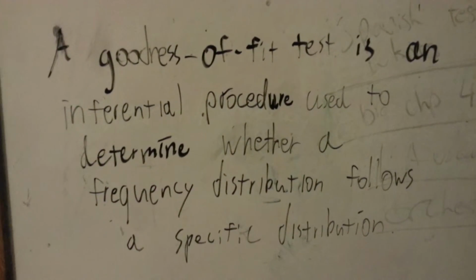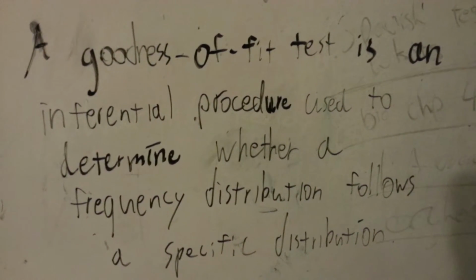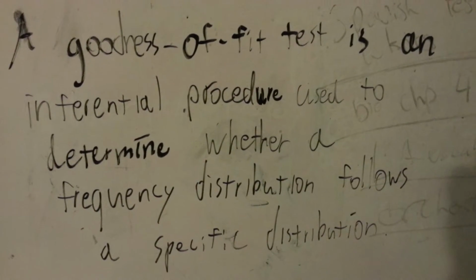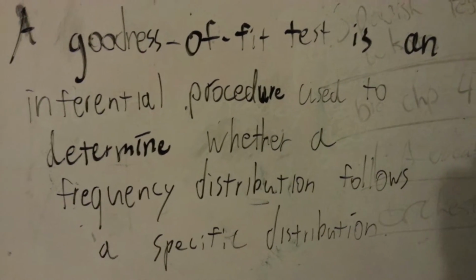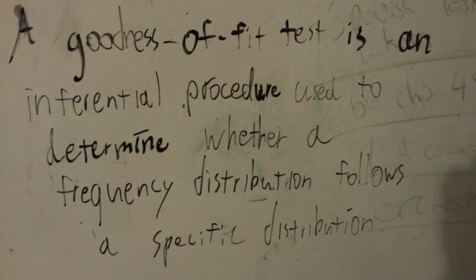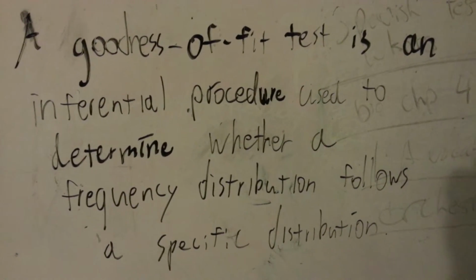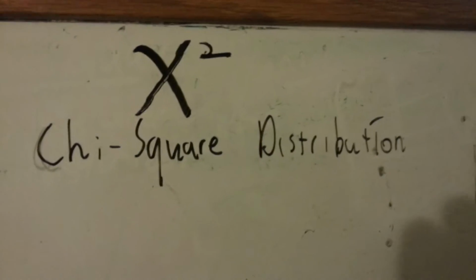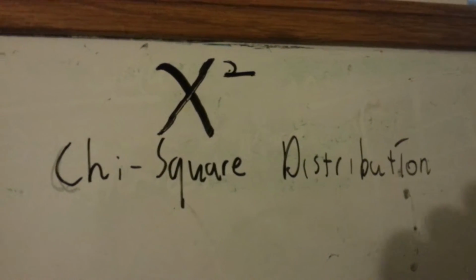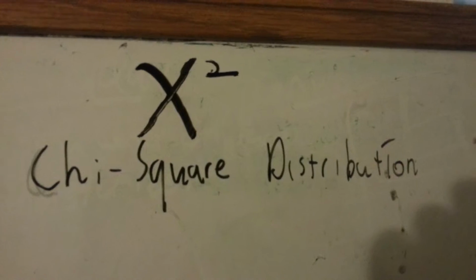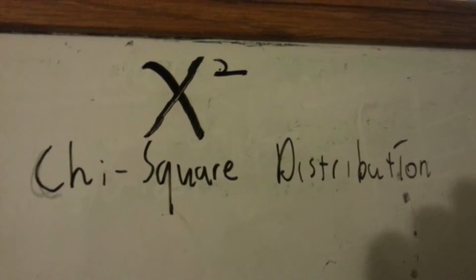Today I want to teach you how to perform a goodness of fit test, which is an inferential procedure used to determine whether a frequency distribution follows a specific distribution. For the goodness of fit test, we'll be using the chi-square distribution, which has the χ sign with the square sign at the top.